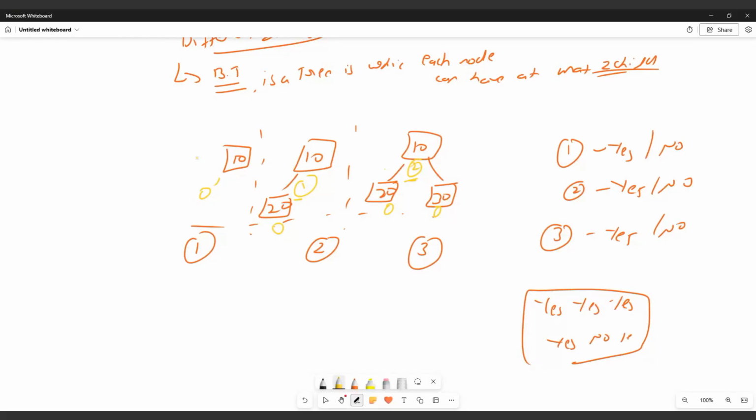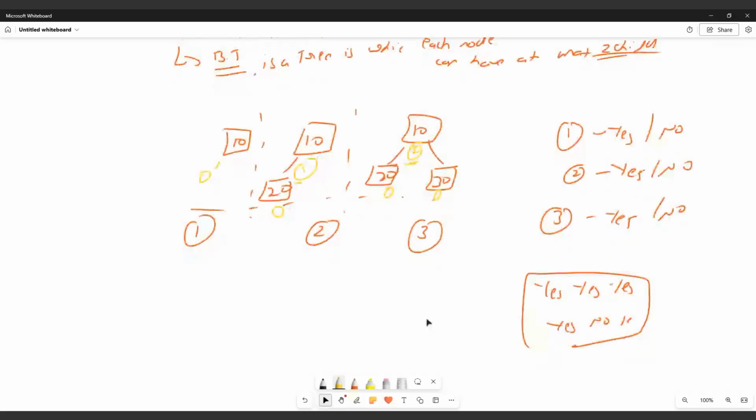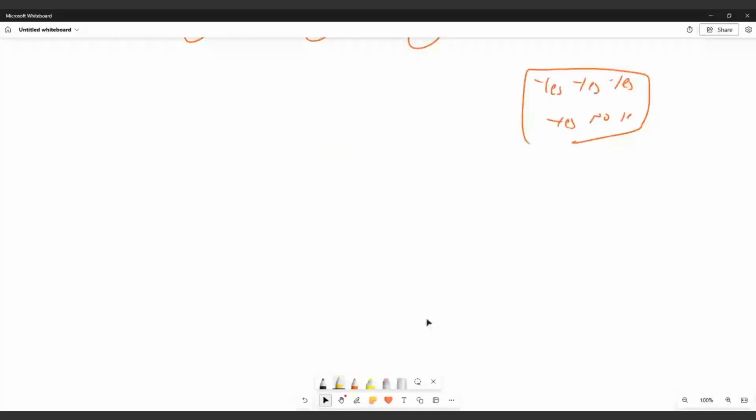Now we are going to discuss how we can create this binary tree using C++ or any other programming language. So class, now I want to create this binary tree, a tree which has at max two children. So how can we create the binary tree? Anyone?